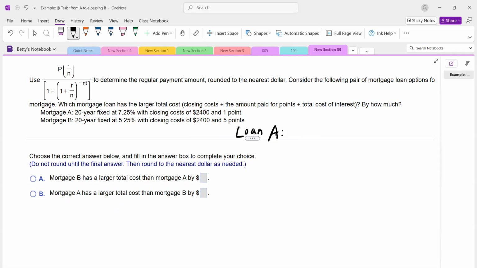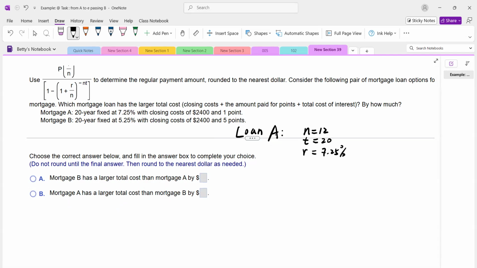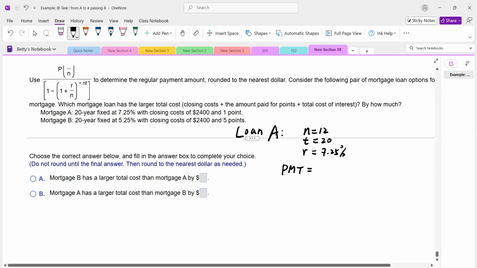Loan A. Firstly, little n is 12. Loan A is 20 years, so T is 20. And the interest rate is 7.25. That information can help us find the monthly payment, right? We're going to use the TI-84 calculator to find the monthly payment. Hold on. We need to know the loan amount as well.